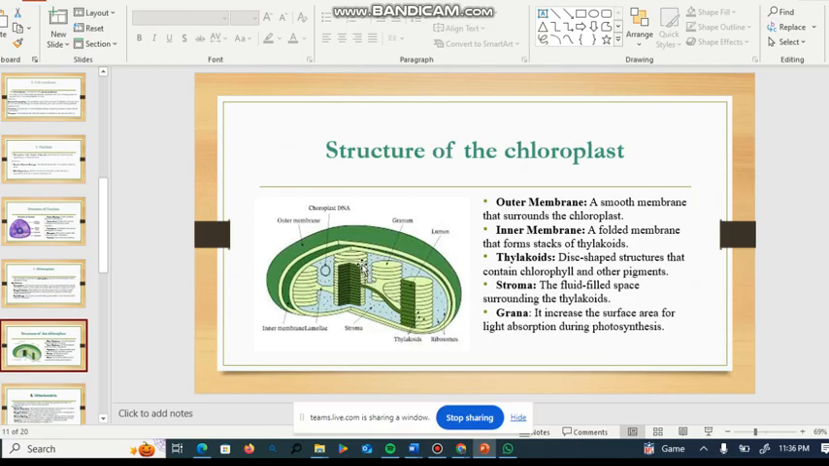And that marks the end of our class today. I want to give you an assignment that I will check in our next class. For your assignment, you will give me the differences between the plant cell and an animal cell. And that assignment will give you 10 marks.